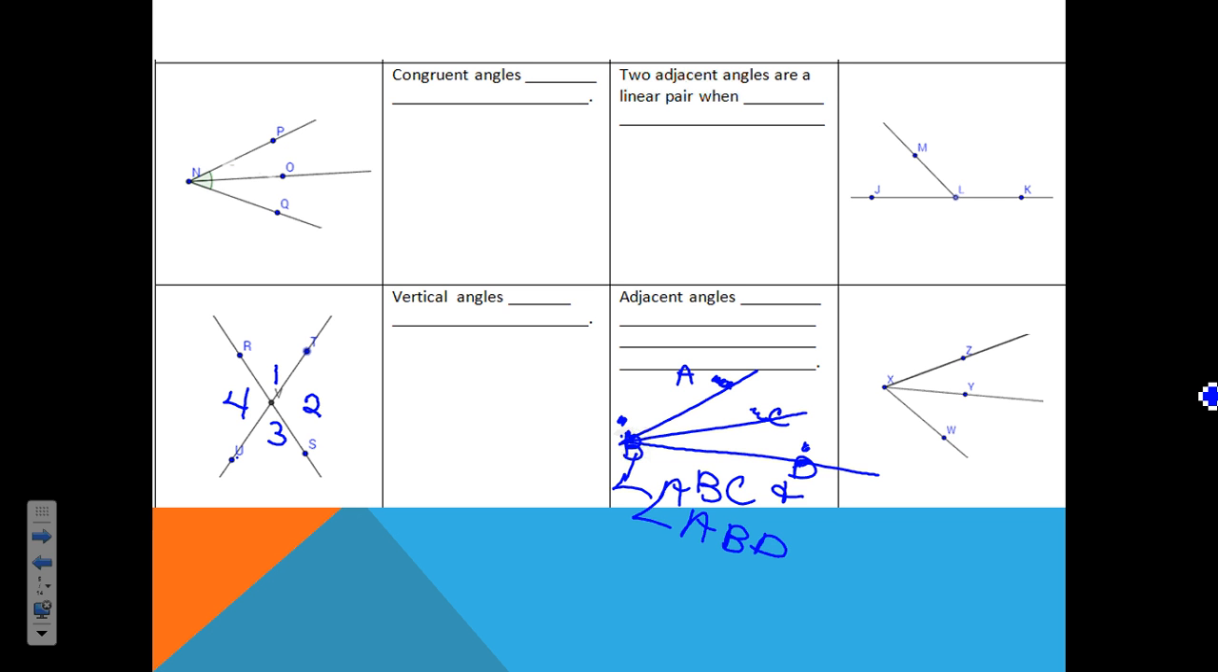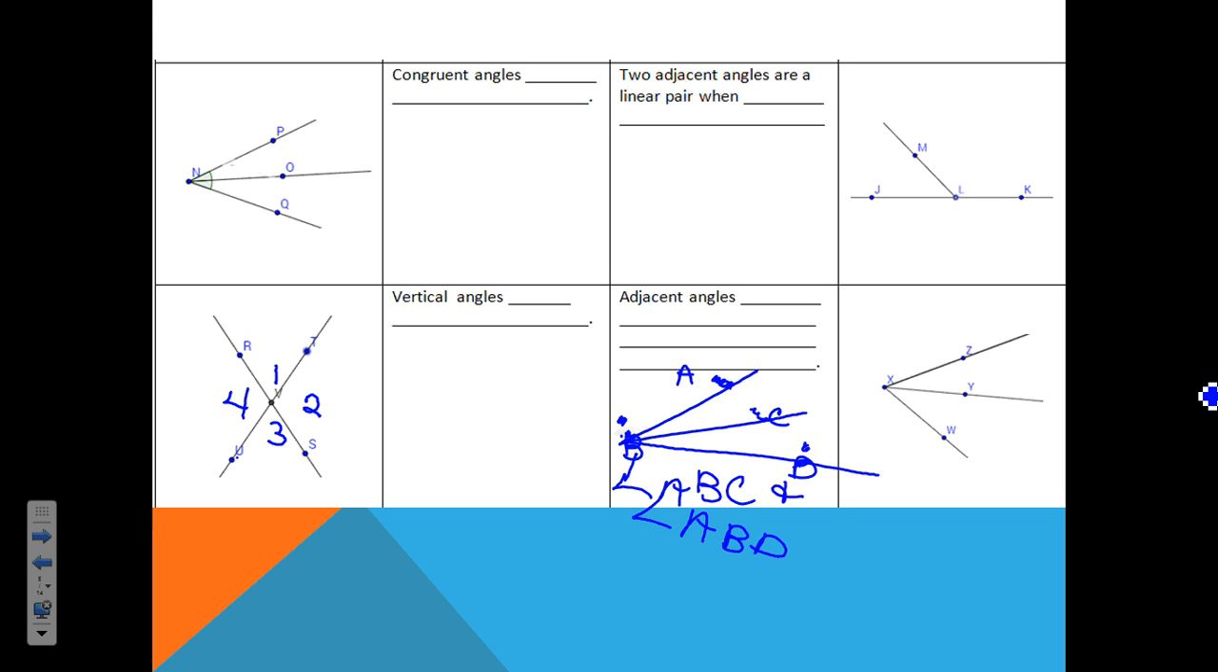All right, let's see if Ian knows. Ian, can you give me a pair of vertical angles? Which two angles are vertical from each other? 4 and 2. Ian's right. Angle 4 and angle 2 are vertical angles. They have two pairs of opposite rays.